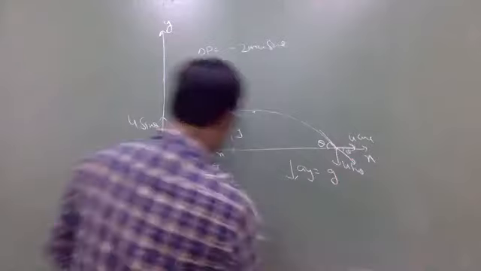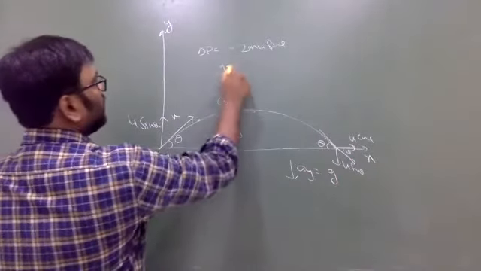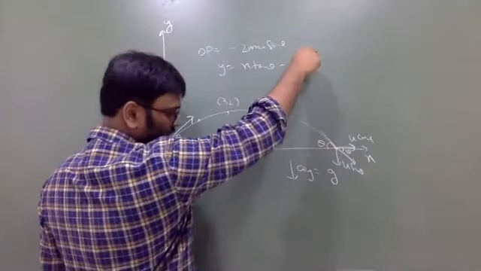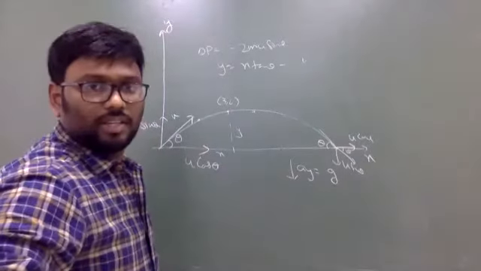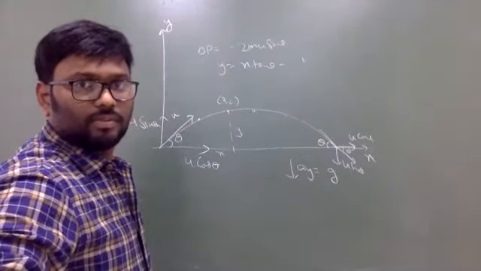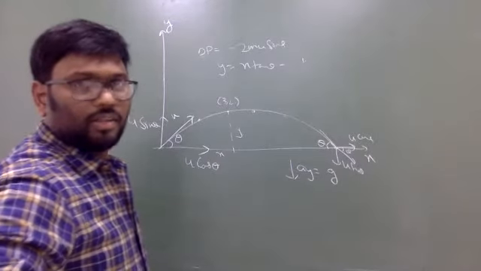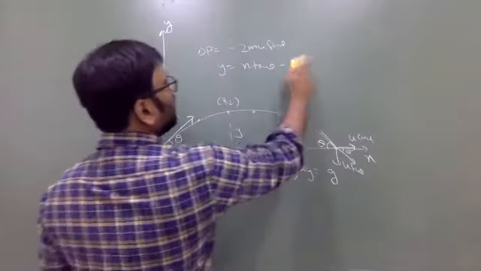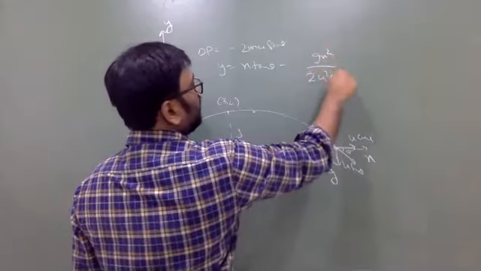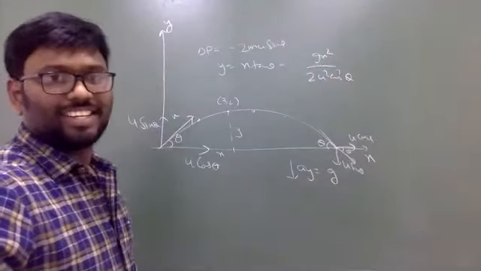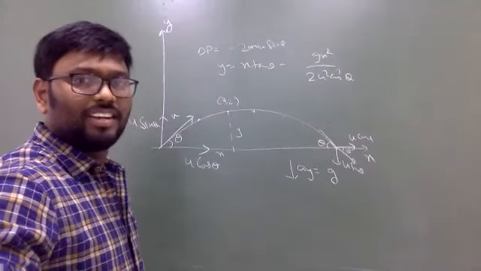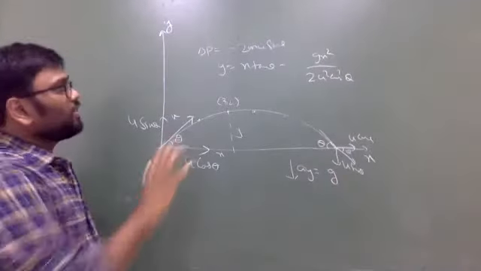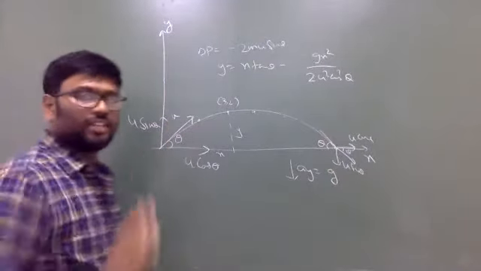So I'll just write in short that equation: y is equal to x tan theta minus half g x square by 2u square cos square theta. Good, nice. Again, I'm unmuting you all. So here, this is the equation of the trajectory. Any point on the projectile should satisfy this, right?